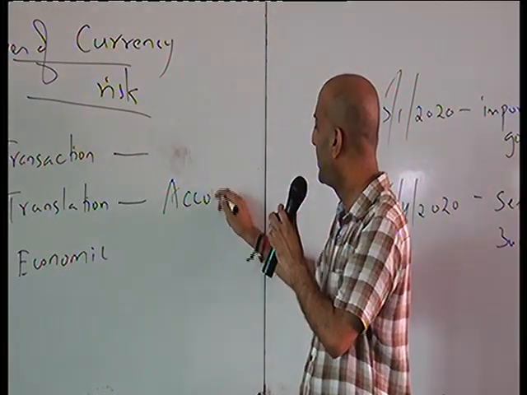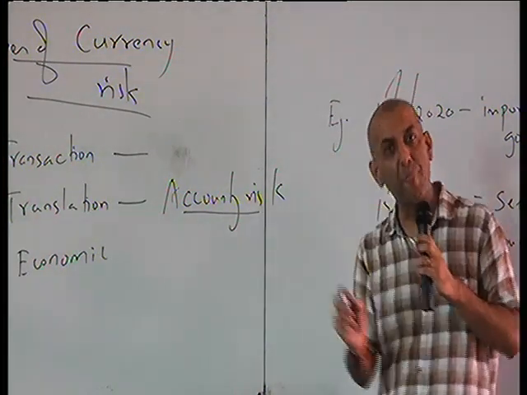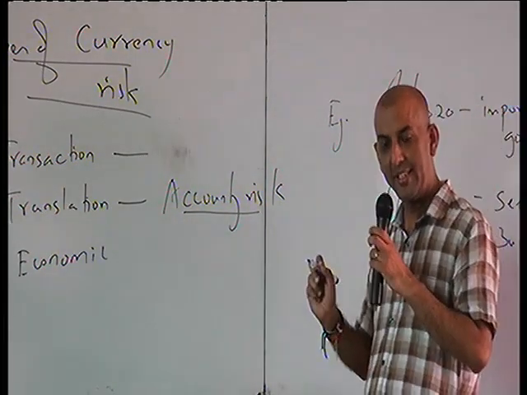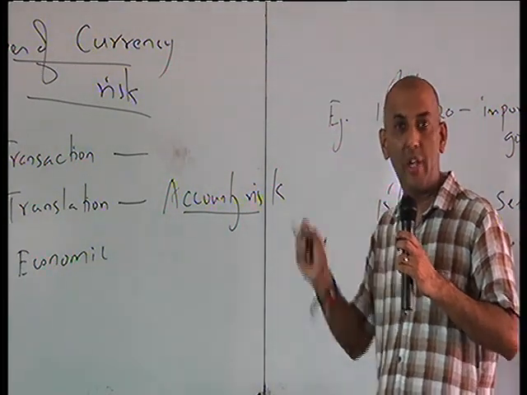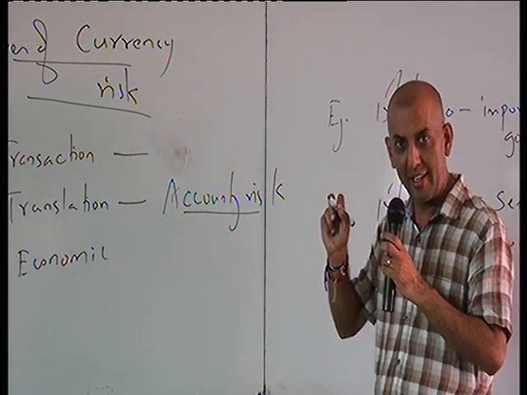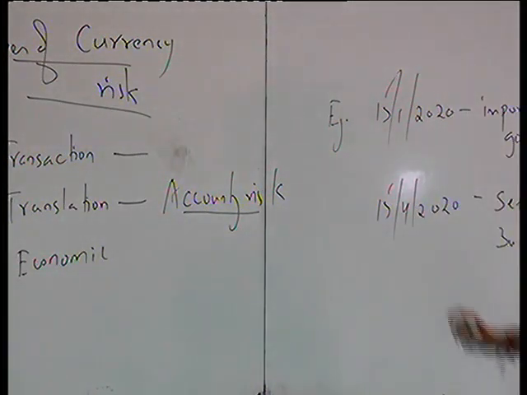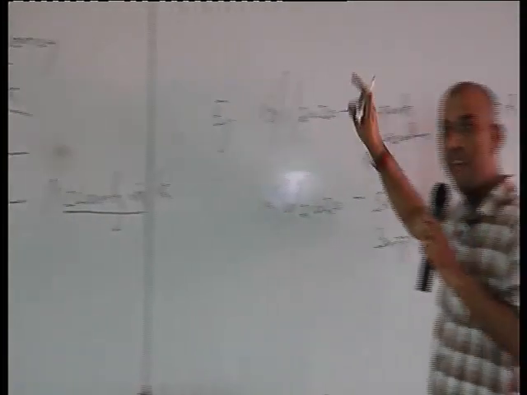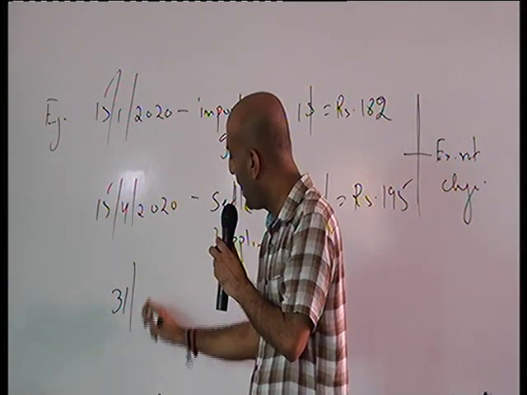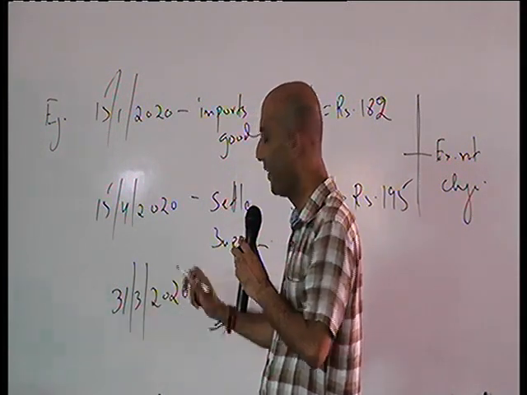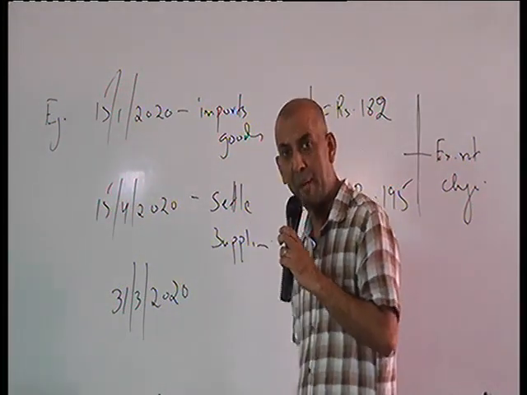Second one, translation risk. This is accounting risk. I would call it accounting risk. Why? From the day you purchase till your reporting date, not the settlement date, till the reporting date, your exchange rate variation. Same example, 15th of January 2020, you have imported goods when the dollar is 182. Your reporting date, 31st March 2020. That means your account finalization for quarterly or annually. It can be some company annually, some company quarterly.